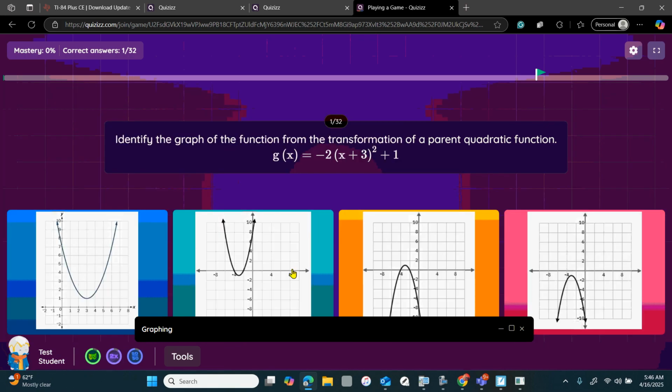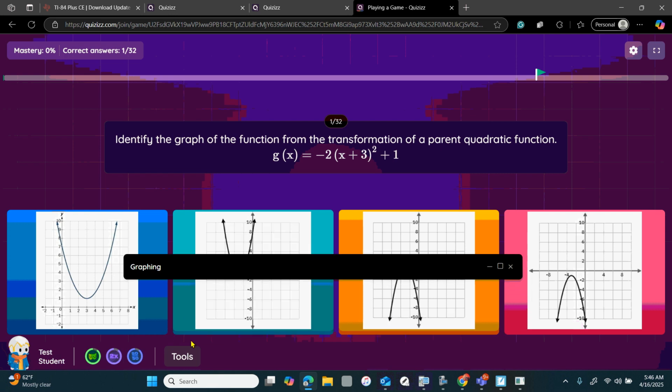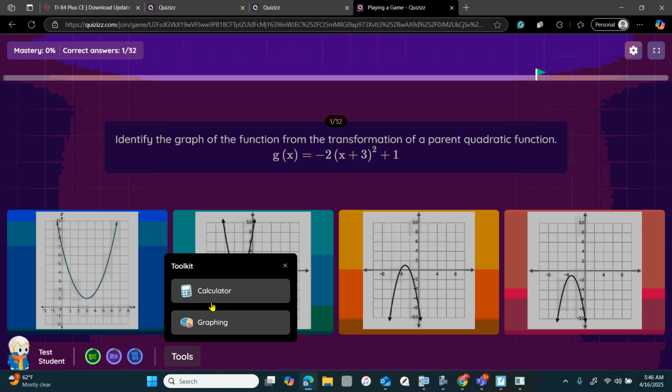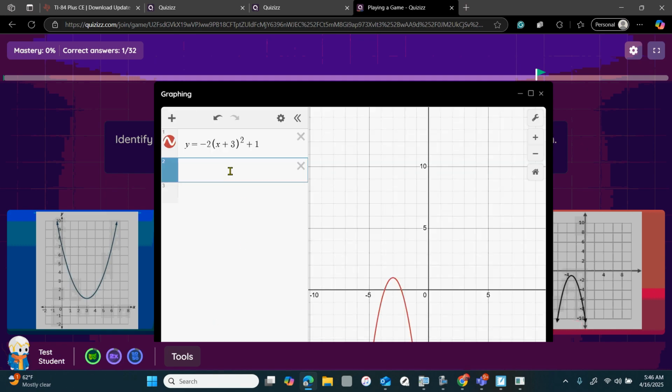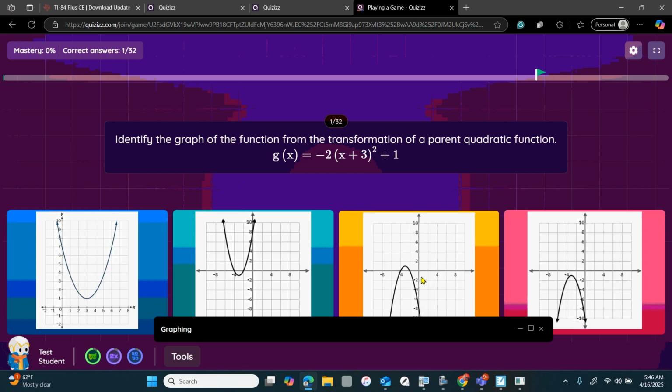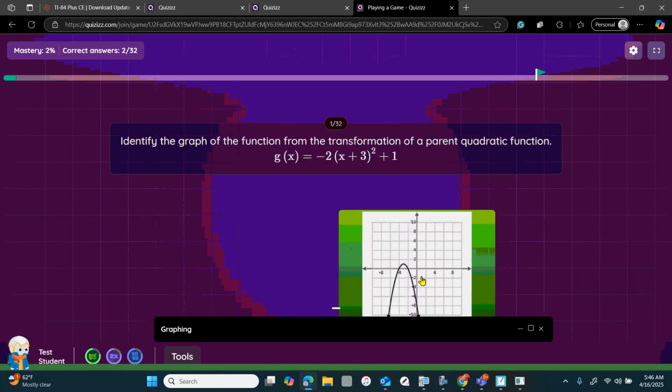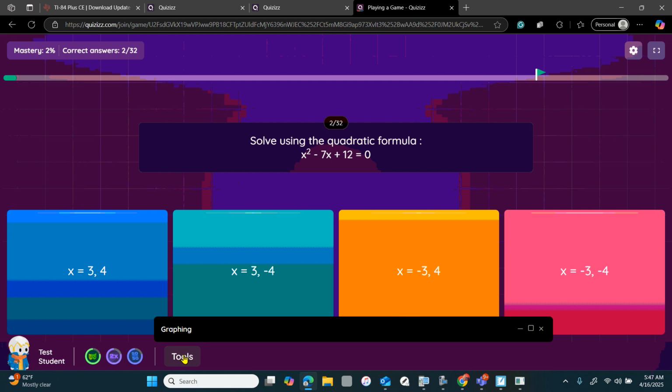So I can minimize this because we're trying to find the graph, identify the function that transforms the parent. So if I needed to see the parent, I'll go back here. The parent is y equals x squared. Okay, so obviously the parent is opening up. This one is opening down, and it shifts to the left here. So hopefully we're picking that. Okay. I just wanted to let you know you should have these tools here.